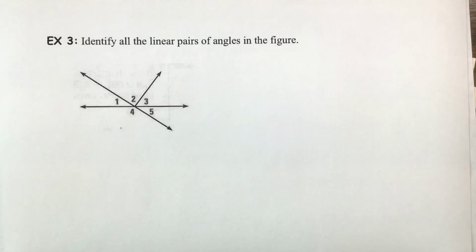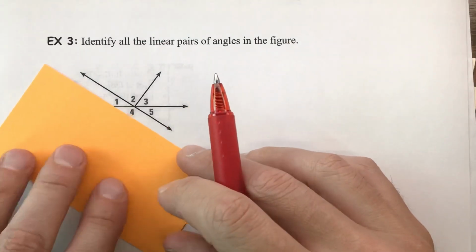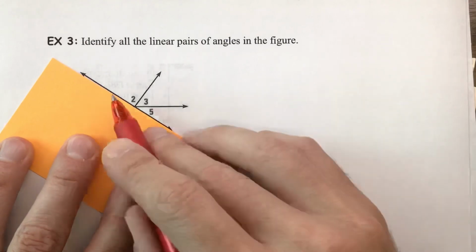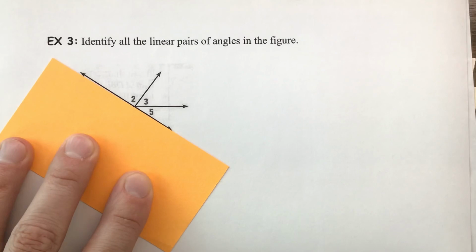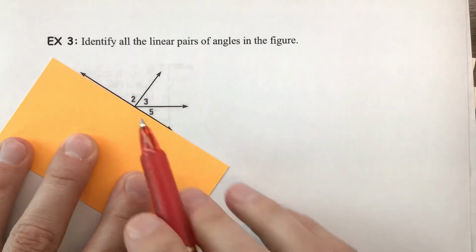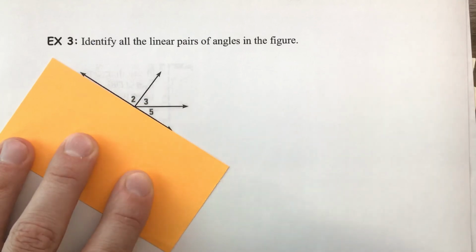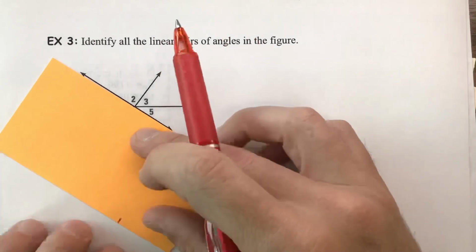Okay, so one thing we might want to do is just look for straight lines that we have here. Let me use this paper so it stands out a little bit better. Here's a straight line that we've got right there. All of these angles together make 180. Unfortunately, you can't call that a linear pair because a pair has to be two angles. So you don't get anything from 2, 3, and 5. You don't get to use 3 of them to make a linear pair. It's great that they add up to 180, but they don't get to be called a linear pair.